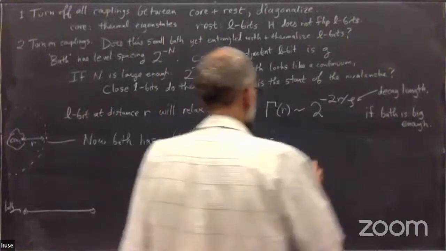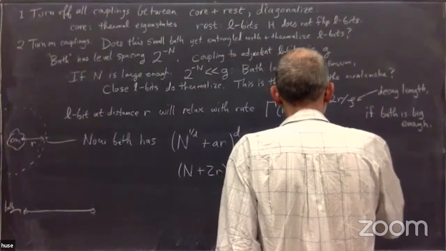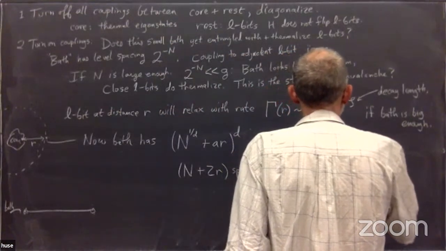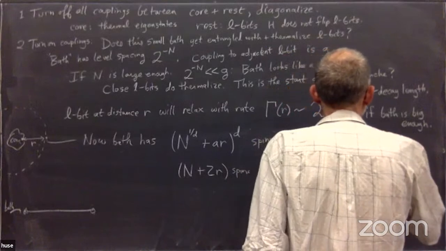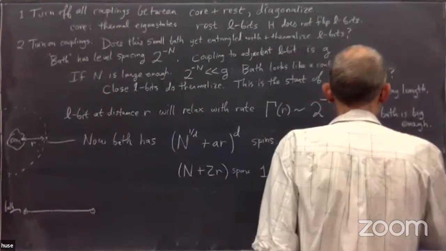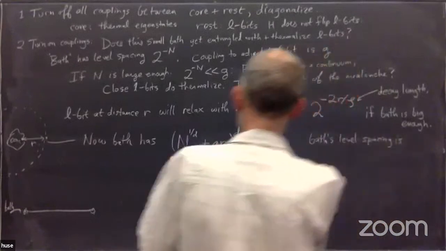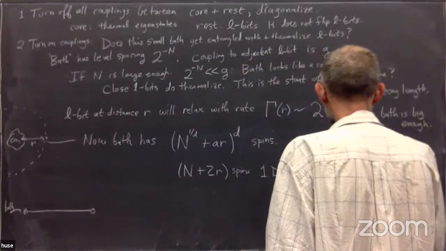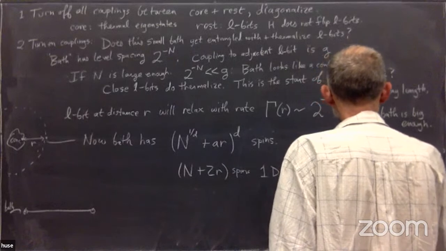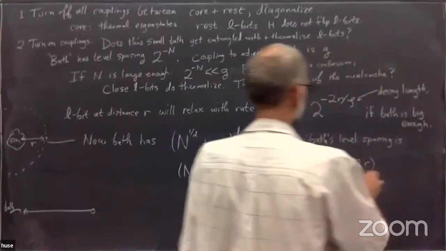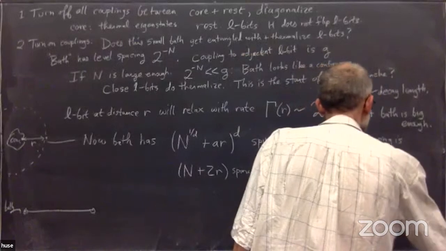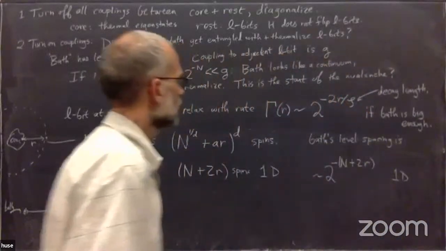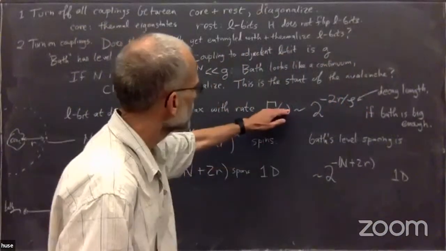Okay, so now the bath's level spacing is 2 to this number. Let me just do the 1D case: 2 to the minus n plus 2r in parentheses. So this is the 1D case. And we want to compare that to this, right?